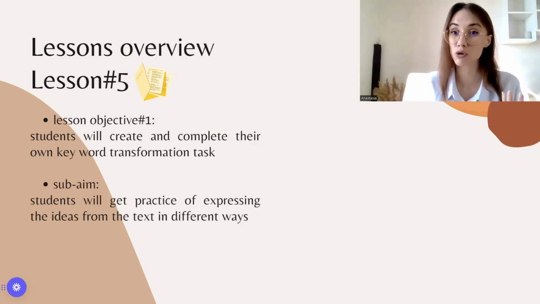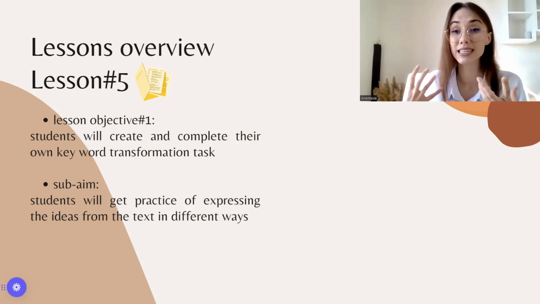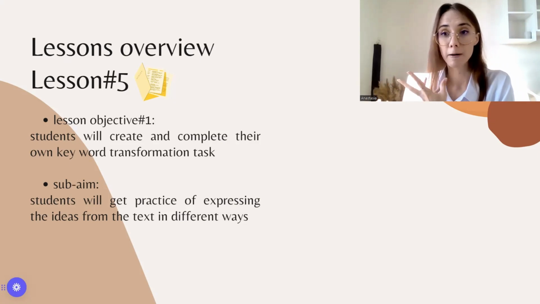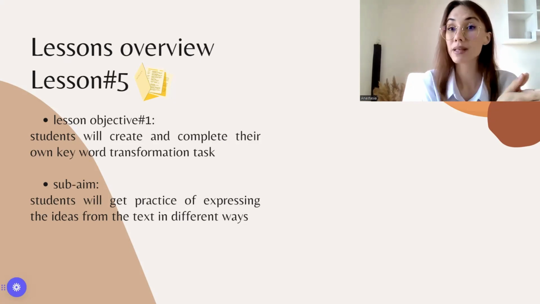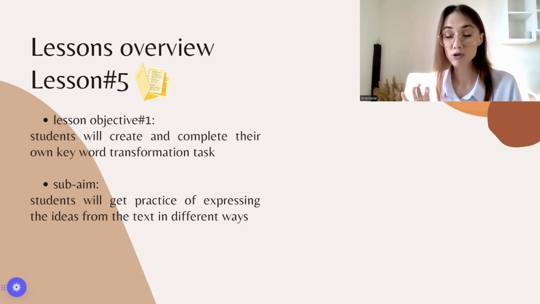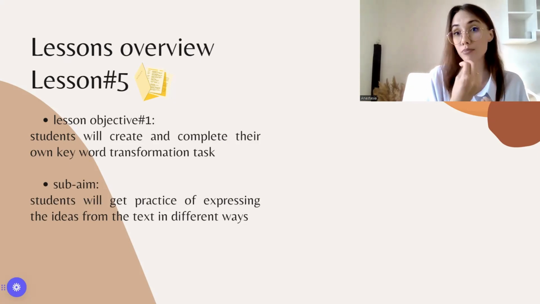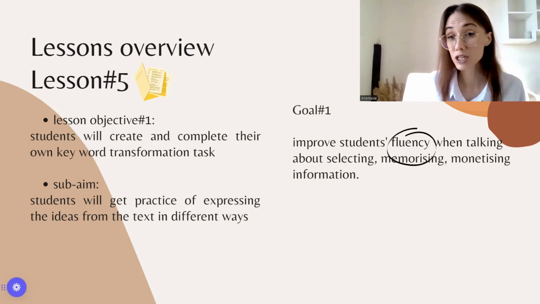And I think they can already create their own keyword transformation task. But in order to do that, we need to understand how keyword transformation tasks work. And what Use of English part number 4 tests is your ability to express an idea in different ways using lexical and grammatical knowledge. So I want my students to get practice of expressing the ideas from the text in different ways. So maybe I can use the script to identify some really nice bits of language that we can express in different ways, practice that, and then create our own task.